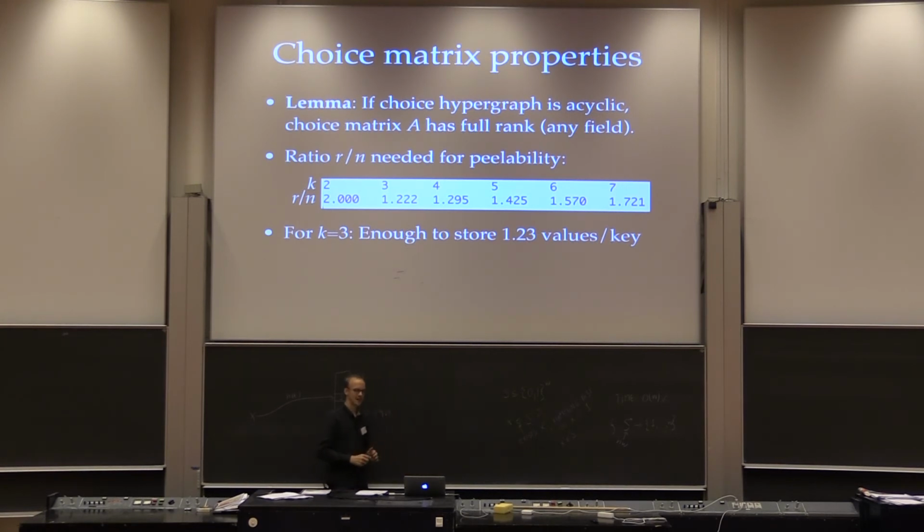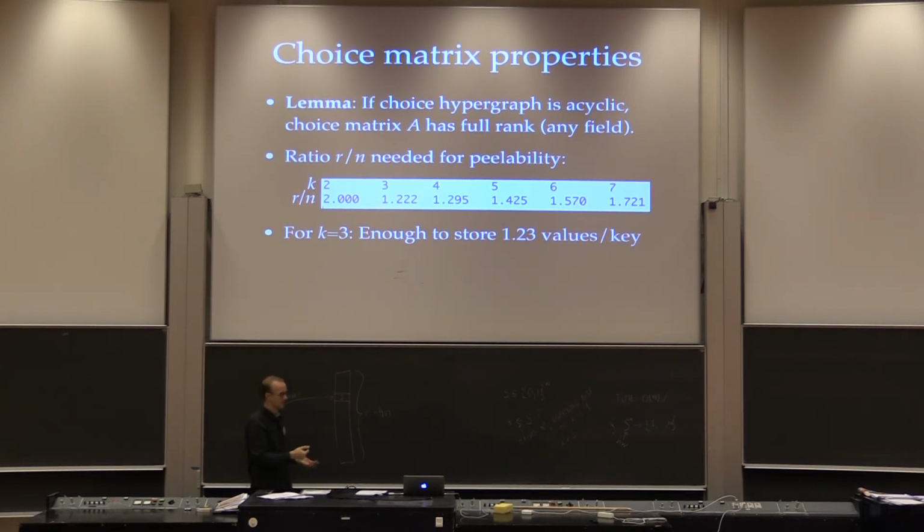You can also think of this as hypergraphs, but many people find this difficult to think about. Acyclic hypergraphs, there are several definitions and so on. But there's this notion of peeling, that you can always find something that is associated only with 1 key. And it turns out that it actually helps if you have more hash functions. So for 2 hash functions, I claim that we need r to be 2 times n. So the ratio between r and n is 2.